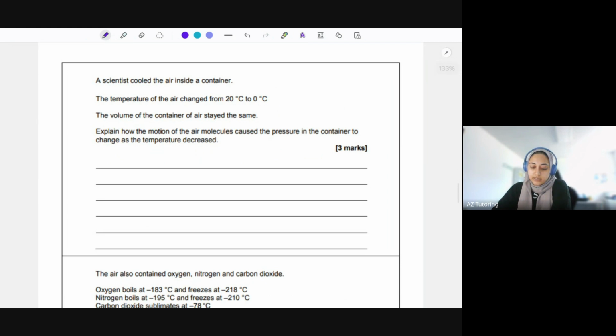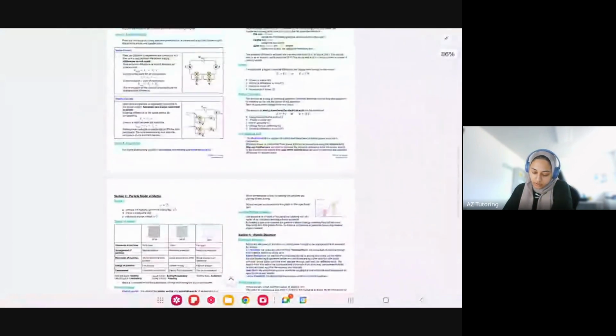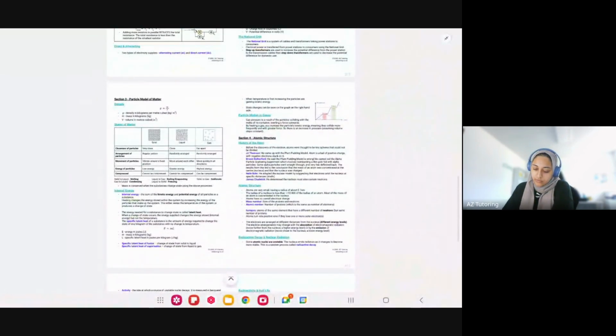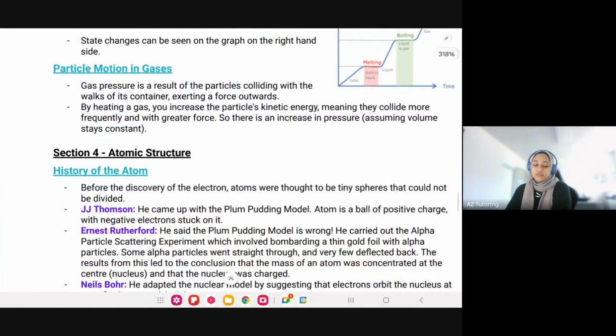Scientists cooled air inside a container. I'm guessing this has to do with gas theory. So let me just quickly recap gas theory. It says particle motions in gases, which tends to come up quite often. When you've got a container and there's pressure in that container, the particles are colliding so much that they're hitting the walls of the container. When they hit the walls, they're increasing the pressure.